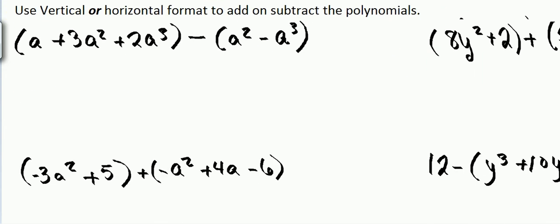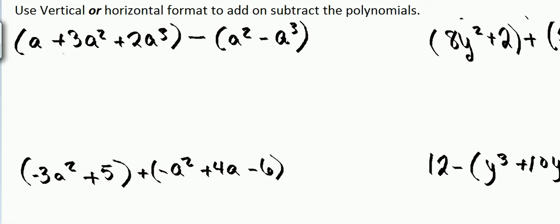Now we will use either the vertical or horizontal method, and I'll go back and forth between the two. You have the option of picking which one you would rather use, and we'll add and subtract the polynomials. The key to this is to combine like terms. Now in these problems, the monomials are not necessarily in standard form or in correct order, so we want to make sure that we line up, if we're using the vertical, the like terms correctly.